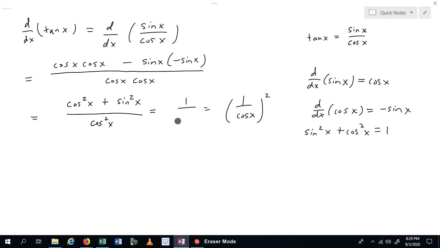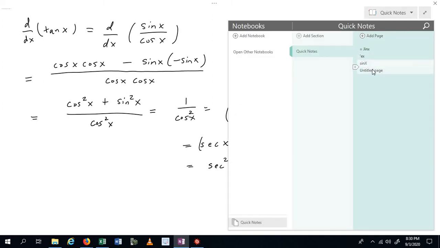And of course, we know what 1 over cosine is. That's just secant. Okay, so this is just secant squared, which we usually write like this. Okay, so we now know the derivative of tangent. Derivative of tangent is just secant squared. Okay, so then let's look at one more.